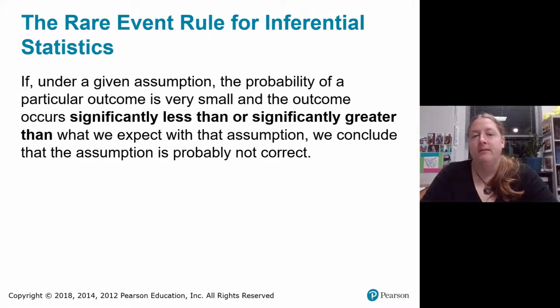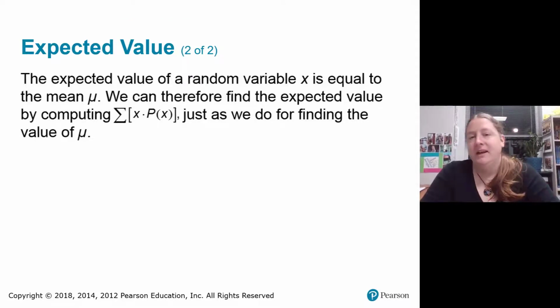All right, the rare event rule of inferential statistics. If under a given assumption, the probability of a particular outcome is very small and the outcome occurs significantly less than or significantly greater than what we expected with that assumption, we conclude that the assumption is probably not correct. This probably looks familiar. We've talked about this before. Same deal with probability distributions, same rare event rule. If we find something significantly less than or significantly greater than, we say, hey, something about the way we were thinking is maybe messed up. And just a reminder, expected value is the same as the mean.